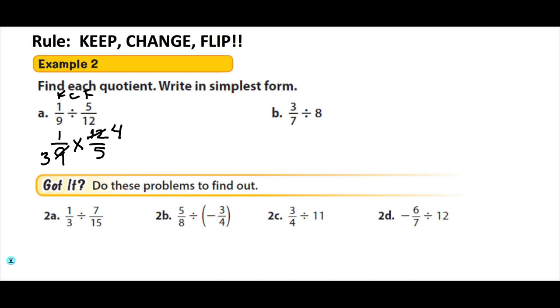Now we're going to go back to what we did yesterday. So we're going to do 1 times 4, which is 4. 3 times 5, which is 15. And that's it, okay? It's already reduced for you. So if you reduce now, you don't have to reduce later.